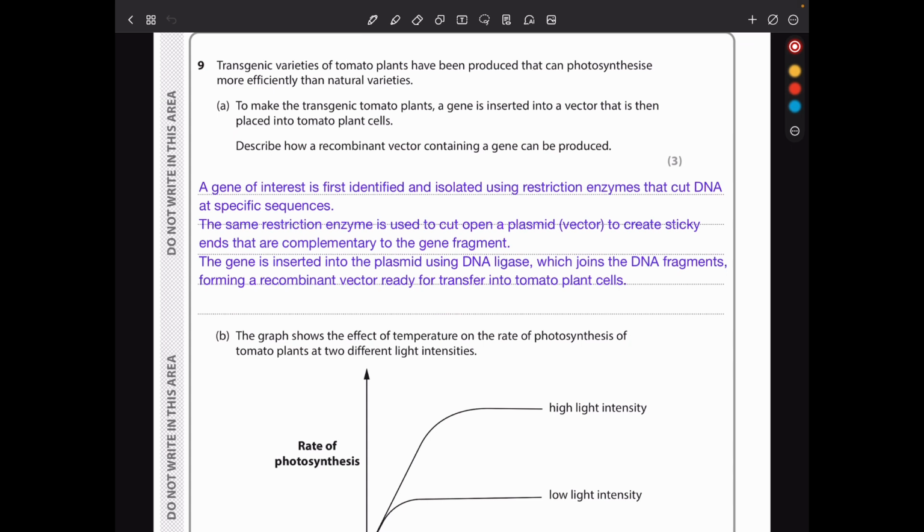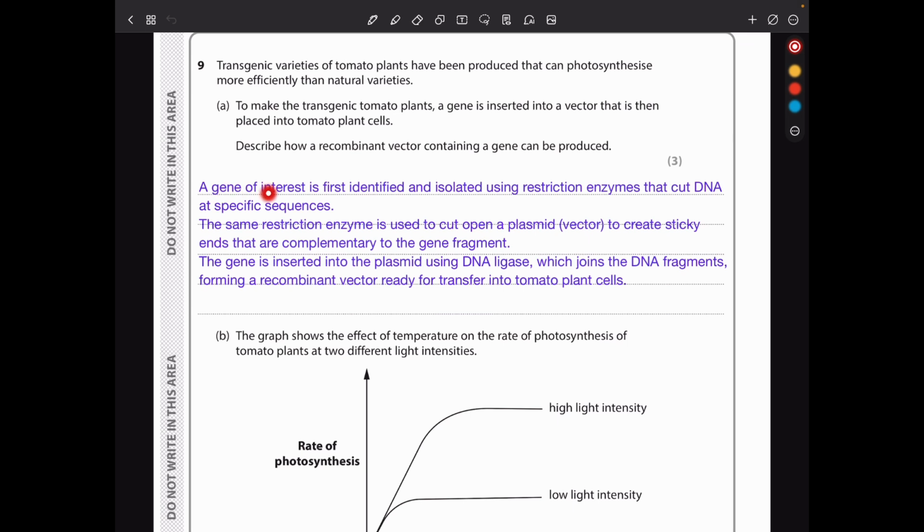So here the vector I'm using is going to be a plasmid, and so we will get the DNA and cut out the gene of interest using restriction enzymes, and also get a plasmid and cut it open using the same restriction enzyme, and then we will use DNA ligase to join the two pieces that are complementary. And again, using the same restriction enzyme ensures that when a cut is made, complementary sticky ends are left on either side.